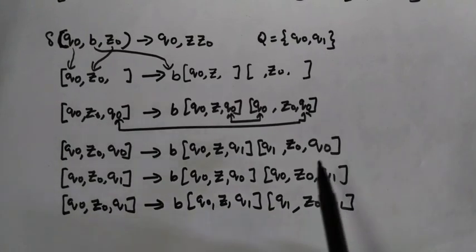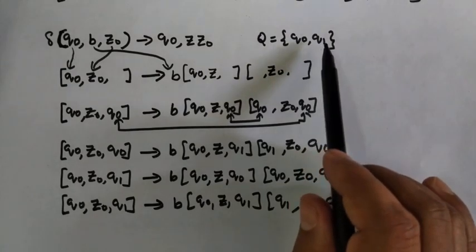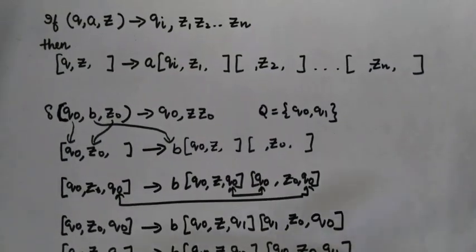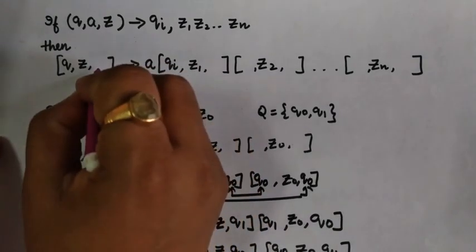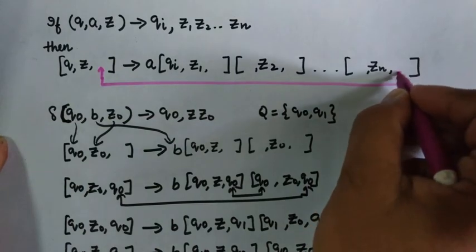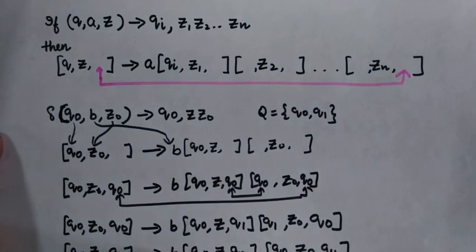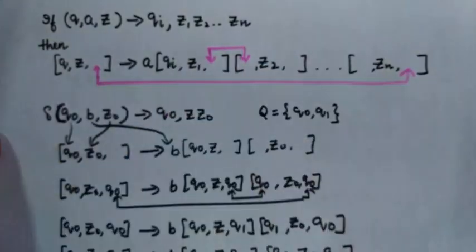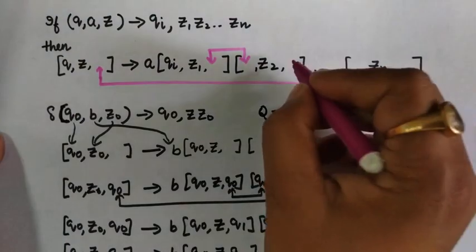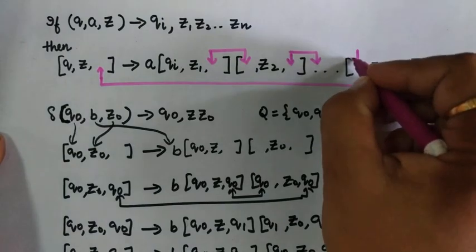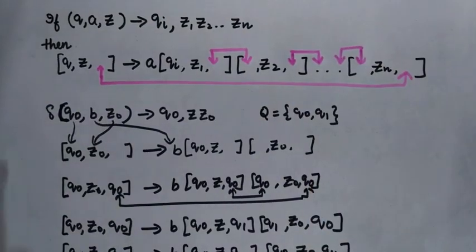So you can see we have two states in the PDA, and we are making all the possible combinations, keeping these states same. Which states? The states written here will be equal to the state written here. The same way this state will be same as this state. This state will be same as this state. This state will be same as this state.